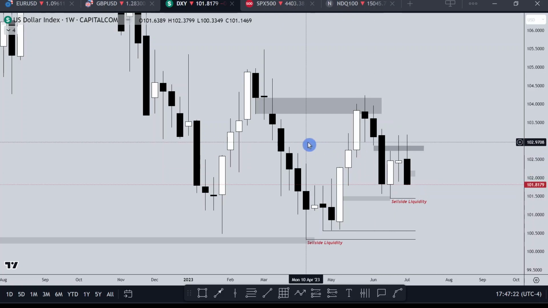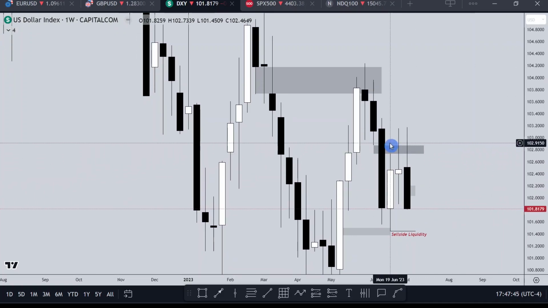On the dollar index, you can see that this weekly volume imbalance was traded to in premium of this range, traded into this weekly volume imbalance, held very nicely and broke down, created this weekly fair value gap. And as you can see, price has respected it nicely for 2 weeks now.